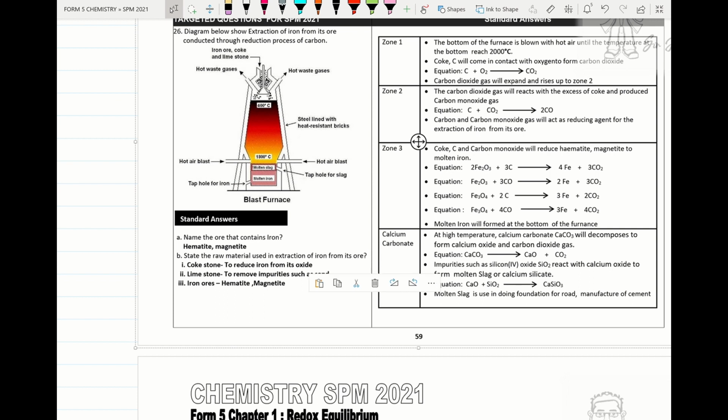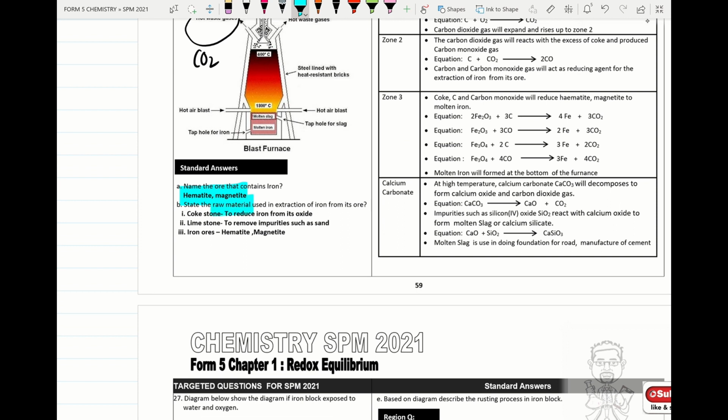Please remember, the waste gas produced in this reaction will be carbon dioxide. The iron ore will be hematite or magnetite. The raw materials added are coke, used to reduce the iron from its oxide, and limestone to remove impurities such as sand. Hematite will be Fe2O3, magnetite will be Fe3O4. So these are the formulas.